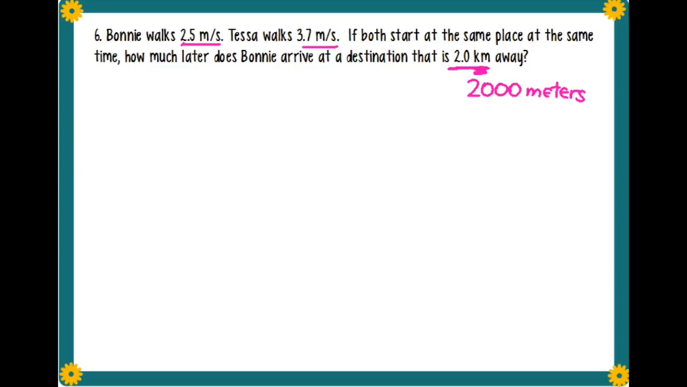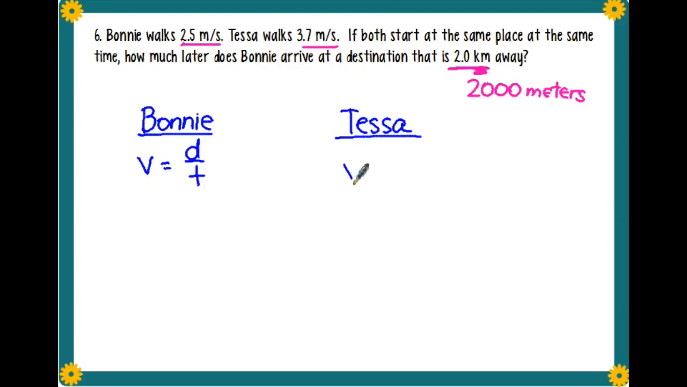So this is not a trick problem. It's not like this happened and that happened and add them together. No, I've got two different things going on here. I've got Bonnie walking at her speed. I've got Tessa walking at her speed. So I'll do some structure. Bonnie's average speed, Tessa average speed.